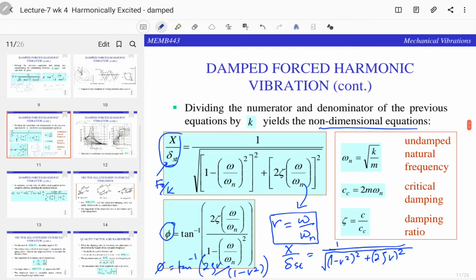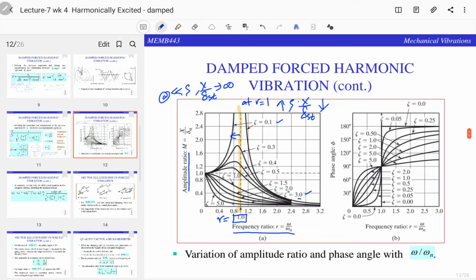Why? Because you can also refer to this equation. When you have a value of r equal to 1, then this will obviously go to 0, so this one is divided by 2 zeta. If zeta is very, very small, you are dividing by a very small number. So this will go to a very, very high, large number if zeta is small. That makes sense if you look at the equation.